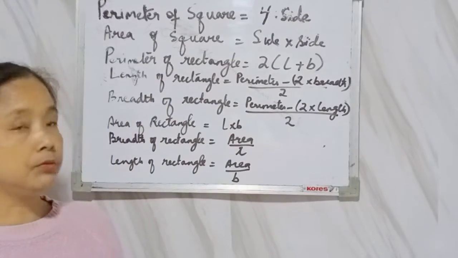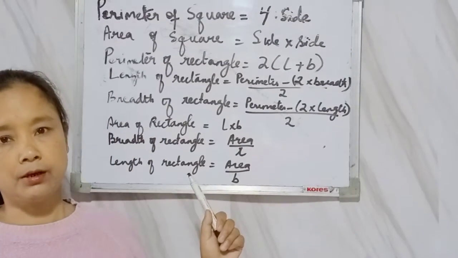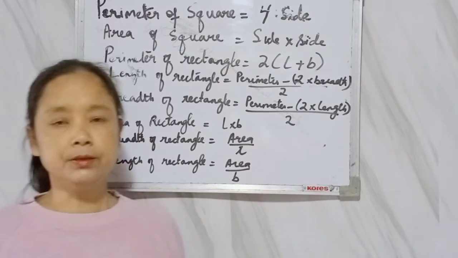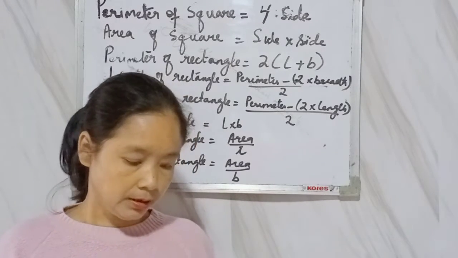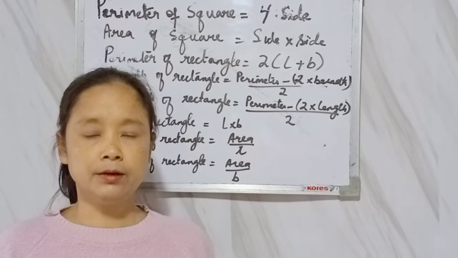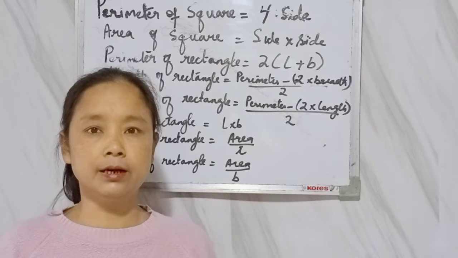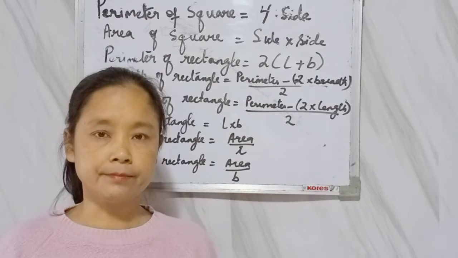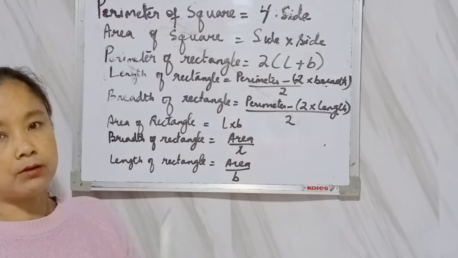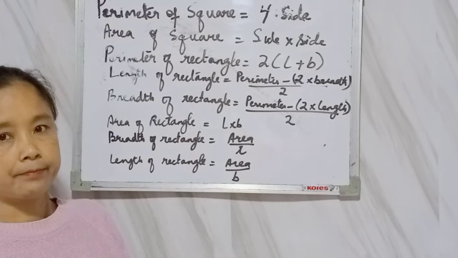Okay, today we will continue our class with finding perimeter and area of square and rectangle. In the previous class, we have learned how to find out the perimeter of square and rectangle and area of square and rectangle. So, just finding the perimeter or area is not difficult.